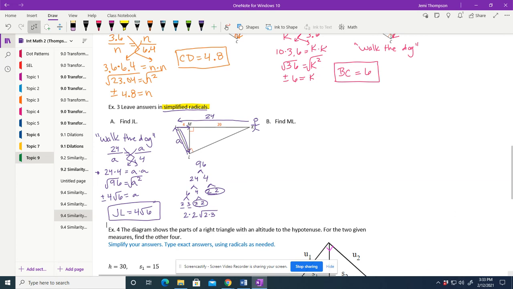All right. Find ML. So I'm going to ask that you give this setup a shot again. So pause the video, set this up, find ML on your own. We just found that JL is 4 radical 6. And now I want to find ML, which is the altitude. Pause this and set up a proportion for the altitude. Ready, go.